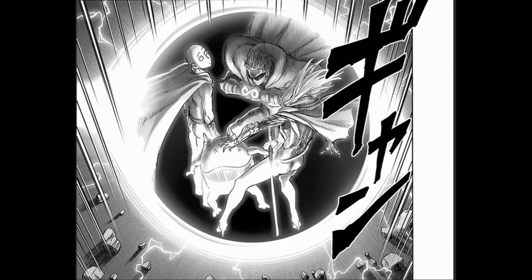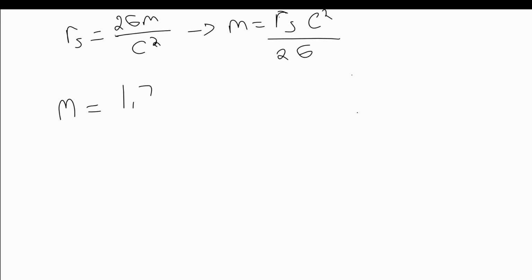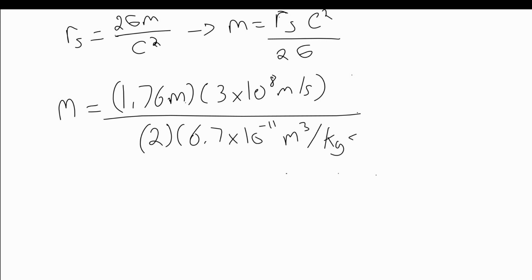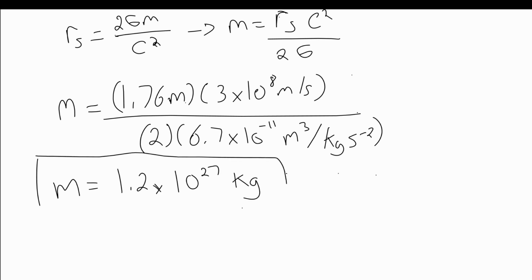With a few simple calculations, we can understand the masses and energy Blast can manipulate. From the pictured scene, we can see the size of the black hole he can make. Assuming a Schwarzschild black hole, we can rearrange this equation to find its mass. We use Saitama's height as the radius since he is not in the center of mass. Plugging in other constants, we find the mass is equal to 1.2 times 10 to the 27th kilograms, which is nearly the mass of Jupiter.